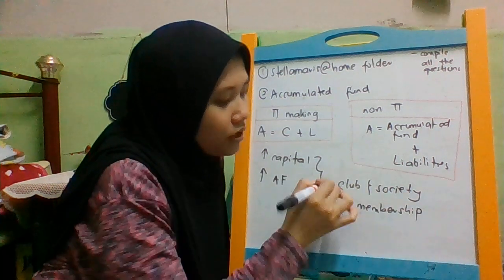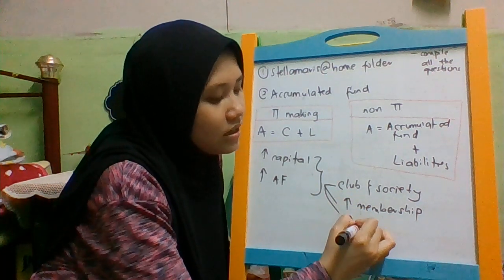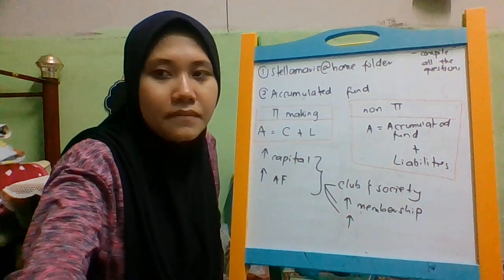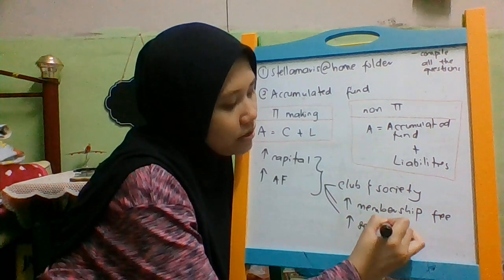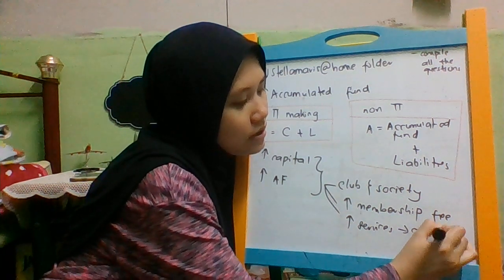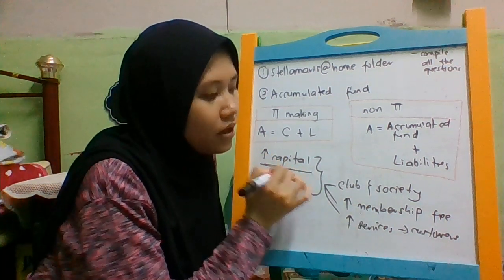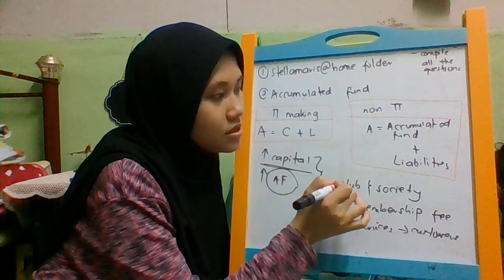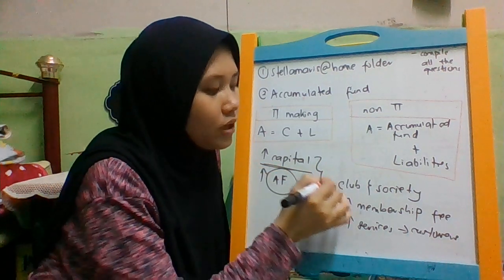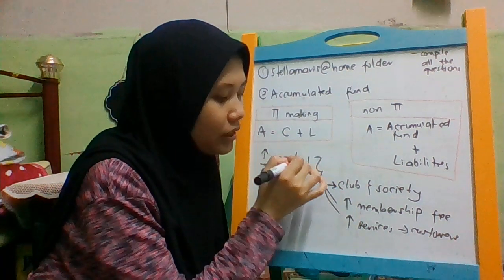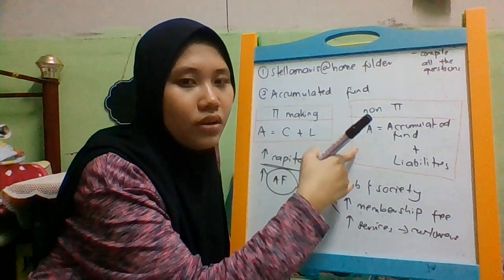Other than that, can also increase the services to your customer lah. So this is the example on how to raise your accumulated fund. Same like on how to raise capital, but since we are in club and society chapter, we use accumulated fund instead of capital. It's just the same. Okay, for club and society, we replace the term capital with accumulated fund, to differentiate profit making and also non-profit organization.